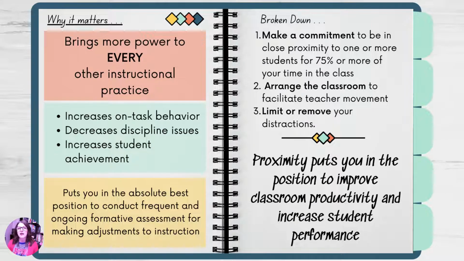So, how can you start making sure that you're doing this? Well, make a commitment to be in close proximity to one or more of your students for 75% of your class or more. So this isn't saying you have to be up on your feet 100% of the time in your class. You can sit with a small group. You can sit beside a student. You can move throughout the classroom as far as to where you like to teach from and lecture. A lot of times I'd sit on the corner of a student's desk.